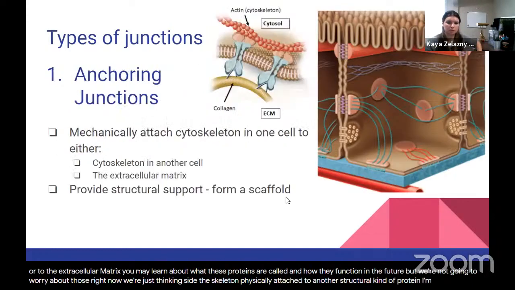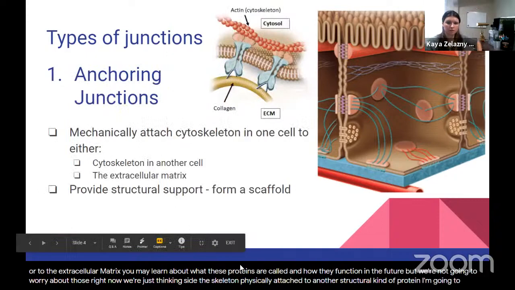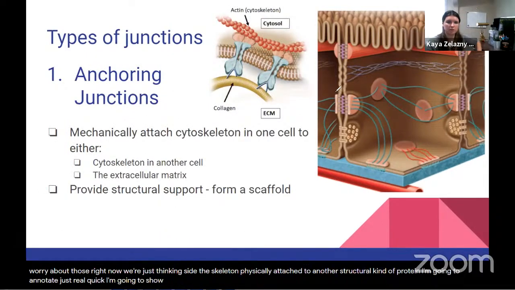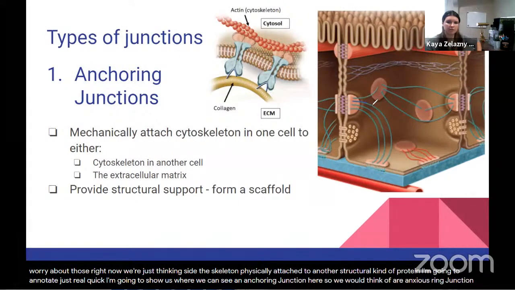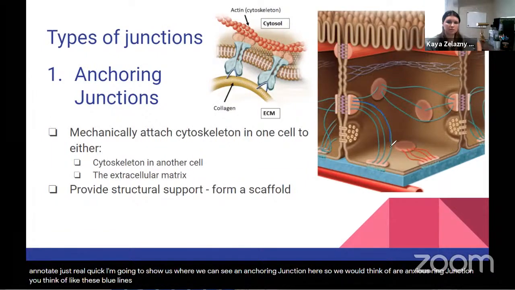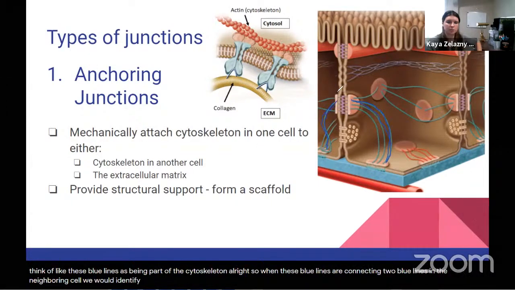Actually, I'm going to annotate just real quick. I'm going to show us where we can see an anchoring junction here. So we would think of our anchoring junction. We think of like these blue lines as being part of the cytoskeleton, right? So when these blue lines are connecting to blue lines in the neighboring cell, we would identify this portion, right, as an anchoring junction because we've connected cytoskeleton to cytoskeleton.